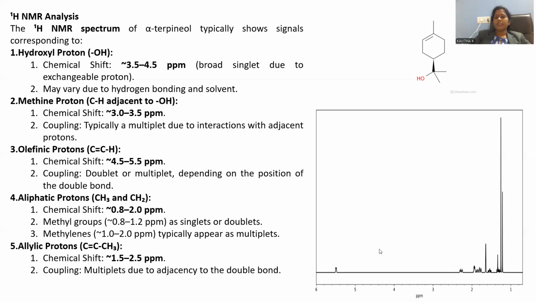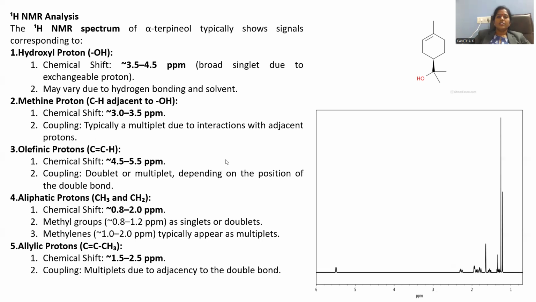Alpha carbon with respect to a double bond is called an allylic carbon atom. The hydrogens present on that carbon are called allylic hydrogens. Those allylic hydrogens, double bond C-CH3, are called allylic protons. Only these allylic protons have a characteristic peak at 1.5 to 2.5 ppm. This is the way the entire proton NMR spectrum of alpha terpineol is solved.